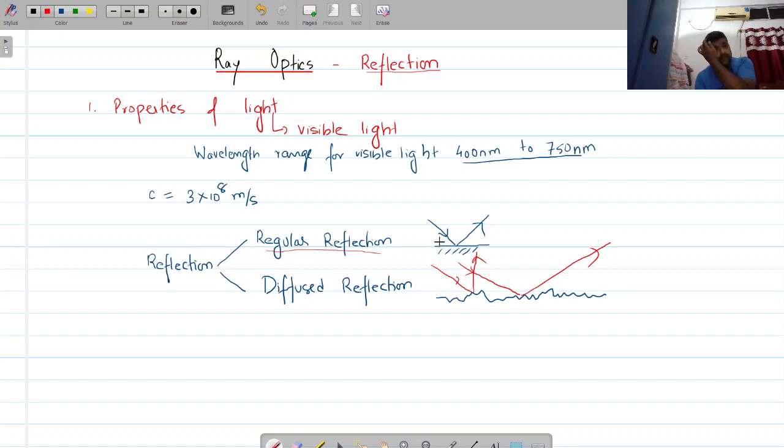So if somebody asks you why we are not able to see our image on a wall or other such objects where reflection is taking place, then the answer is that it is because of diffused reflection.